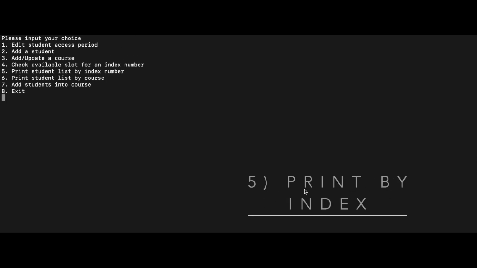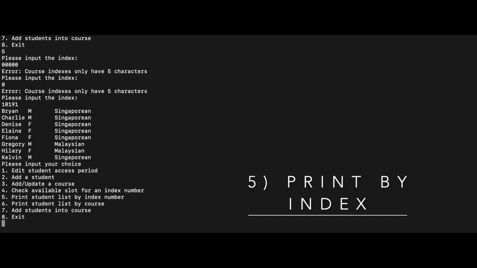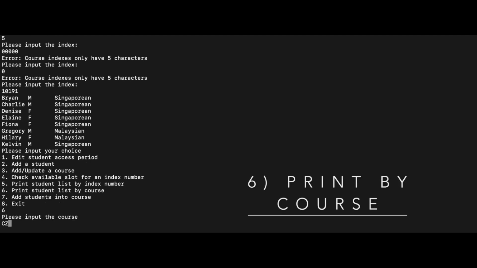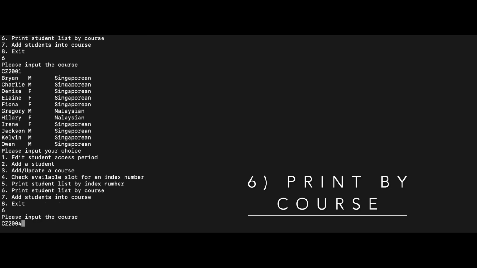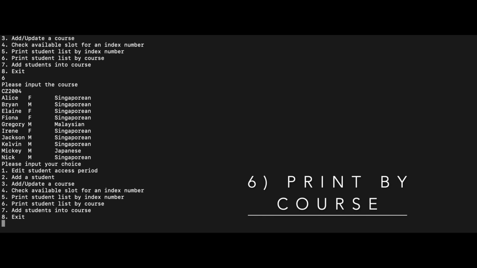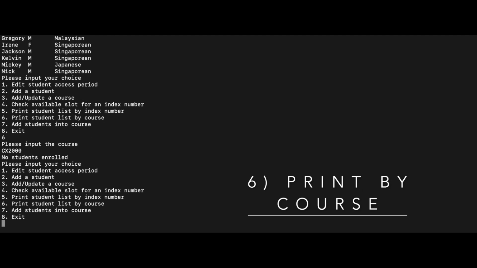Next, the admin will try to print the students list by index. The index must exist in order for the list to be printed. If the course has no enrolled students, then a message will be printed to say that there are no students enrolled.